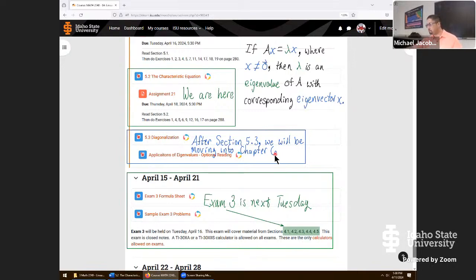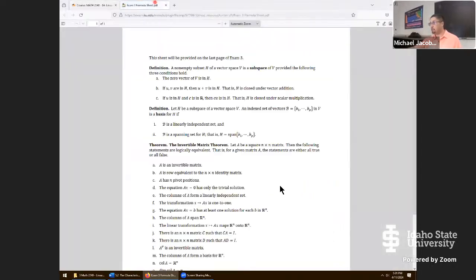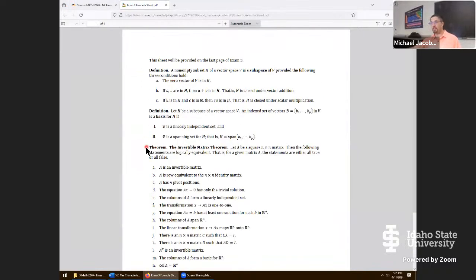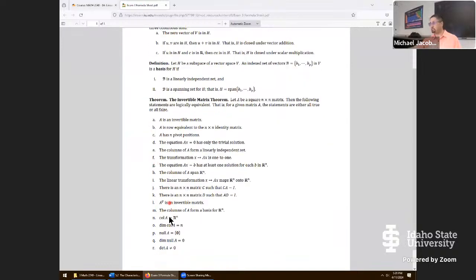Okay, well, you probably expect the pattern to be just the same. Exam 1, exam 2, exam 3 run exactly the same. The formula sheet for this exam will involve the invertible matrix theorem, the definition for a basis, and the definition for a subspace. So this will be the provided sheet. And sure, it's just three different things here, but that's really one big, huge theorem that orients a lot of stuff.